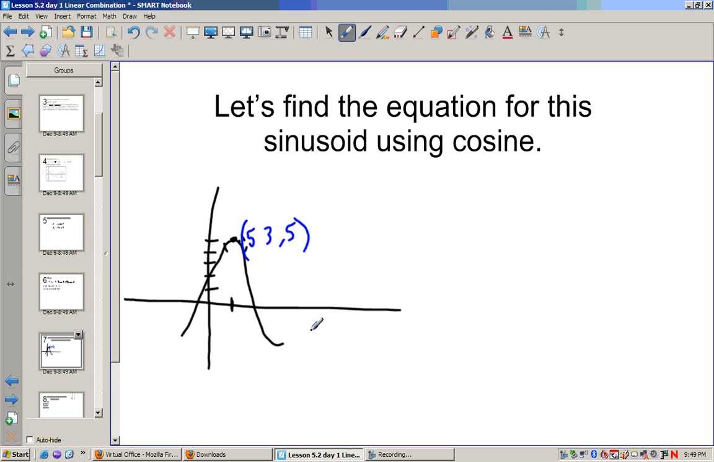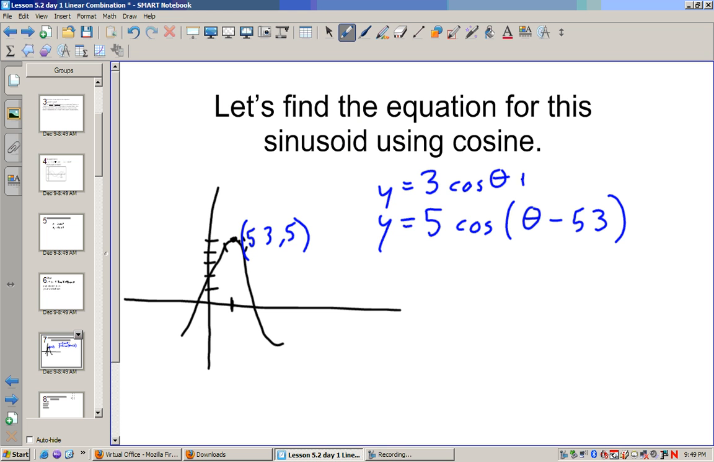Now it's not 53 exactly, it's a decimal that goes along with that, but it's about there. So if I want to write this as 1 cosine, I could say y is equal to, my amplitude is 5, and I've shifted it to the right 53. So 5 cosine theta minus 53-ish. So these two things equal the same thing: 3 cosine theta plus 4 sine of theta is equal to that, which is pretty amazing, because if we have the cosine and the sine added together, we can just write it as 1 cosine.